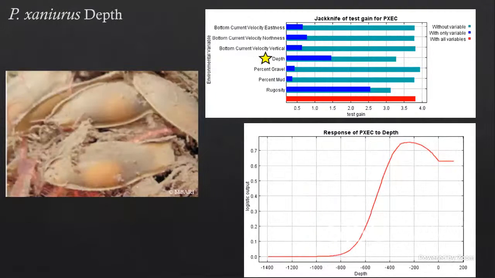Next, looking at P. xaniurus depth, the jackknife plot indicated that depth had the second highest gain, therefore making it the second most effective variable in species distribution predictions. And focusing on the bottom right, the response curve for depth, between the depths of 175 to 350 meters, there was the highest probability of suitable habitat, with the maximum likelihood at 0.75 at 300 meters depth.